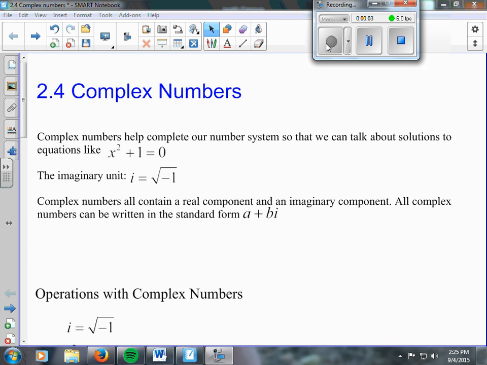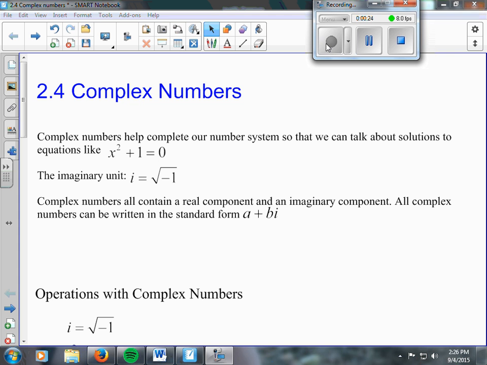Okay, so this is section 2.4. We're going to talk about complex numbers. This is the first time we're going to talk about complex numbers this year. We're going to come back to complex numbers and do some more interesting operations with them once we talk about vectors. However, this is not the first time you have done complex numbers.